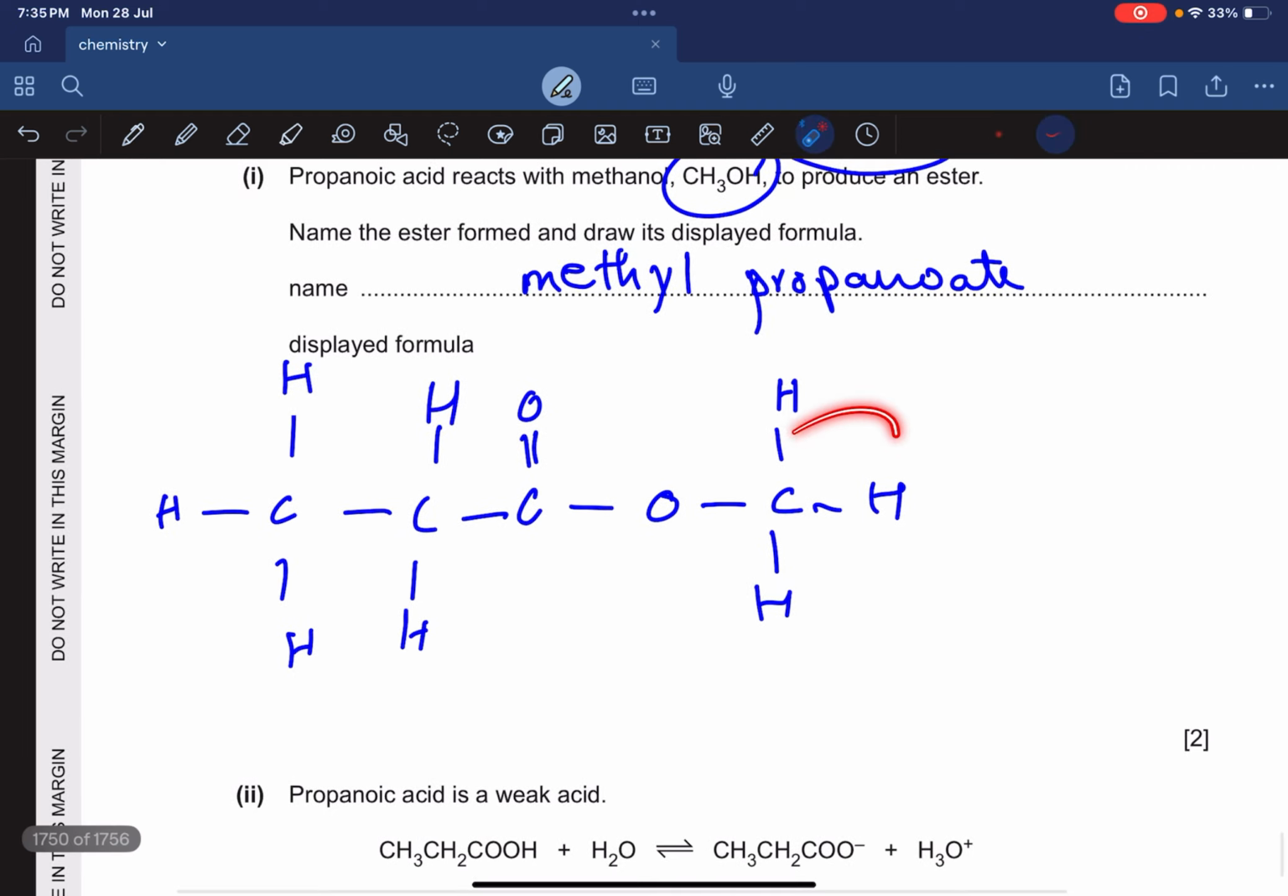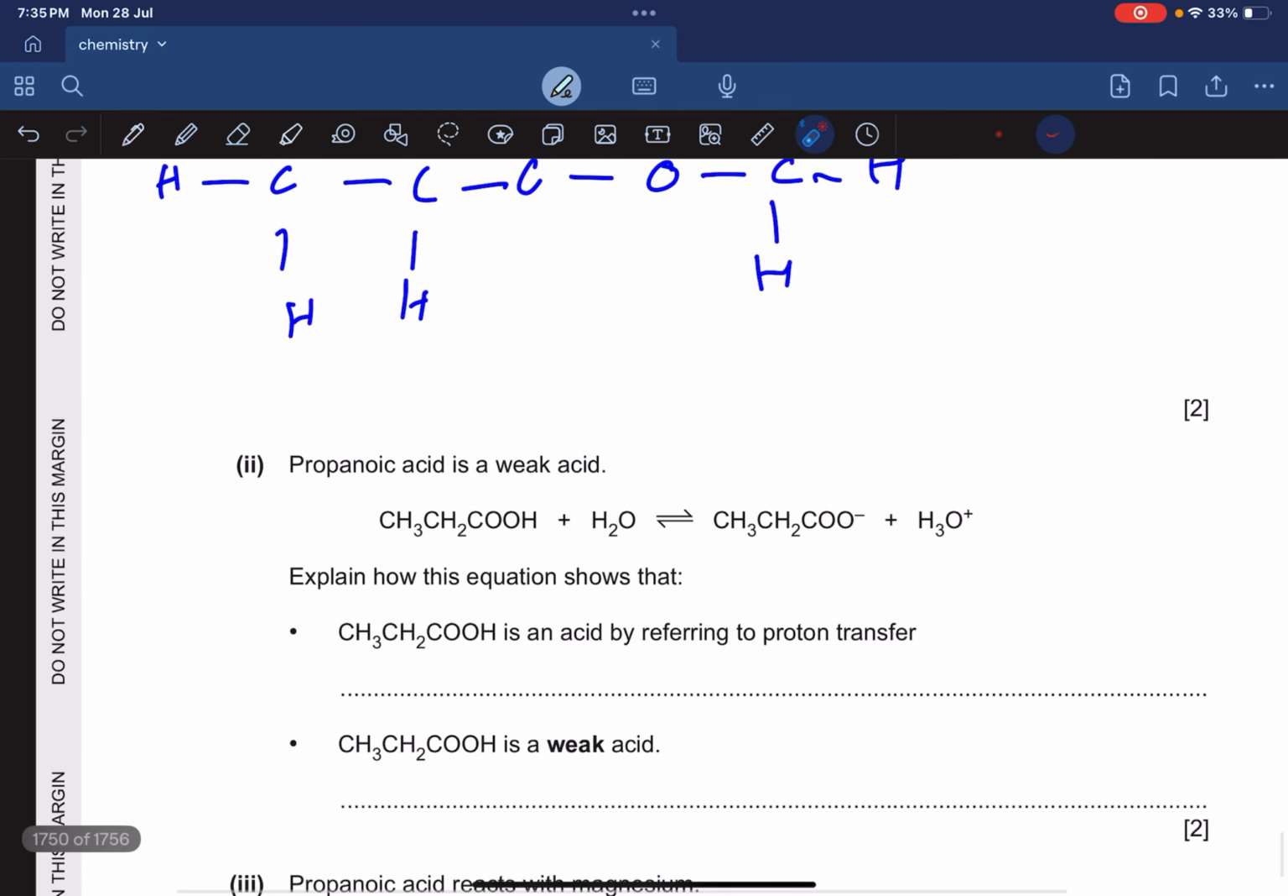Okay, this is your methyl part, this is your propanoic acid part. Propanoic acid is a weak acid. Explain how the equation shows that. This is a very important concept that's been recently added: acids are proton donors, alkalis are proton acceptors. Bases are proton acceptors, alkalis are forms of bases. This is an acid by referring to proton transfer.